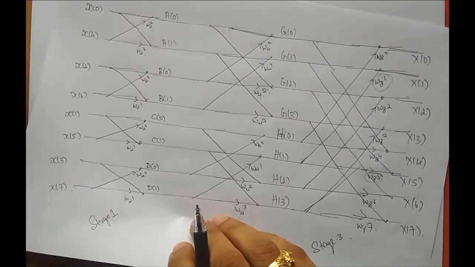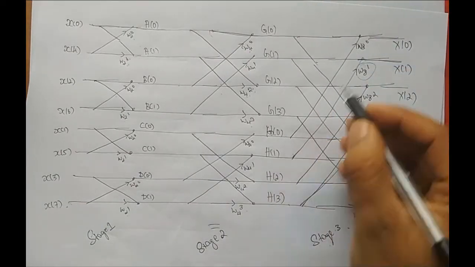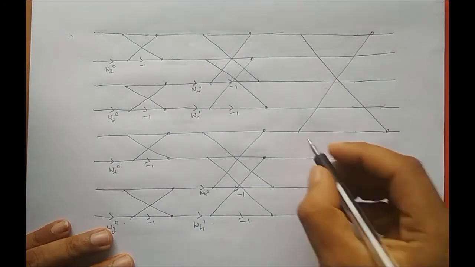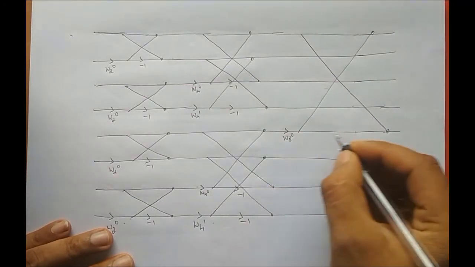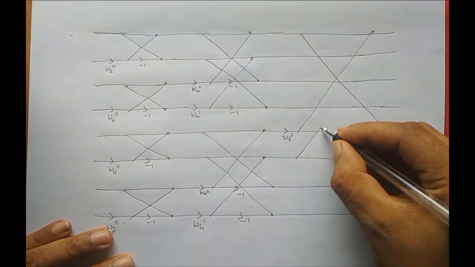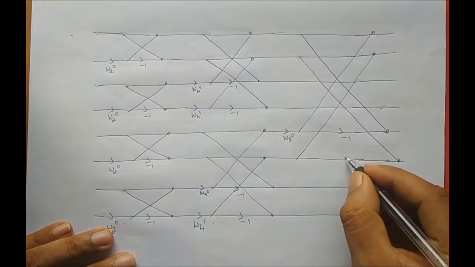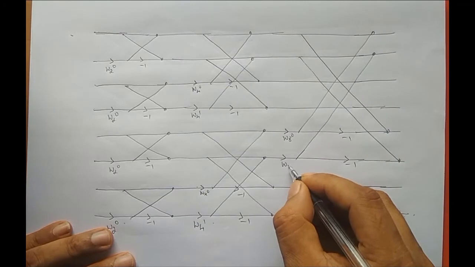So what do we have here? I have to write W8 power 0. So this W8 power 0 comes here, and I'll multiply here by -1. So this is W8 power 0, and this is -1. This is -1, W8 power 1.